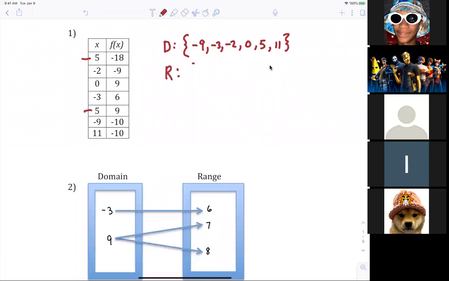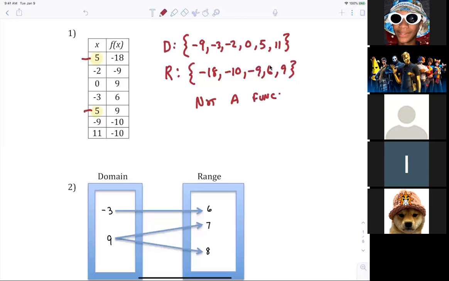The range are just the y values. So -18, -10, -9, 6, and 9. That's considered the range. Now the question is, is it a function? And the answer is not a function because the x values, 2 x values, are the same. So it's not a function, just a minor detail.